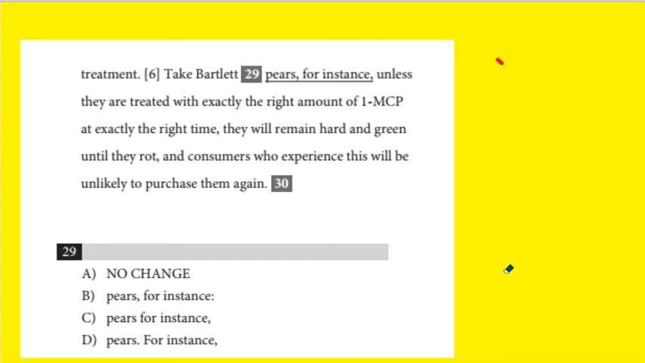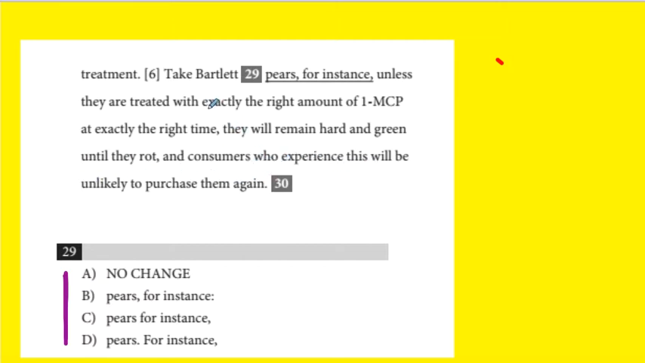So let's look at this SAT example. In this SAT example, I looked at the answers and I noticed that I was being tested on punctuation. And so I quickly wanted to look and see what the sentence had going on for me. So it says, take Bartlett pears, for instance. Unless they are treated with exactly the right amount of 1-MCP at exactly the right time, they will remain hard and green until they rot, and consumers who experience this will be unlikely to purchase them again.